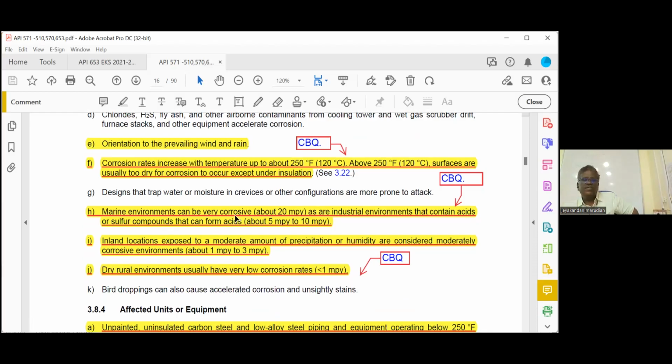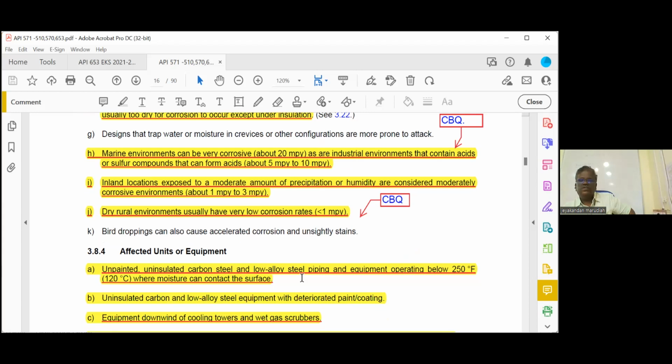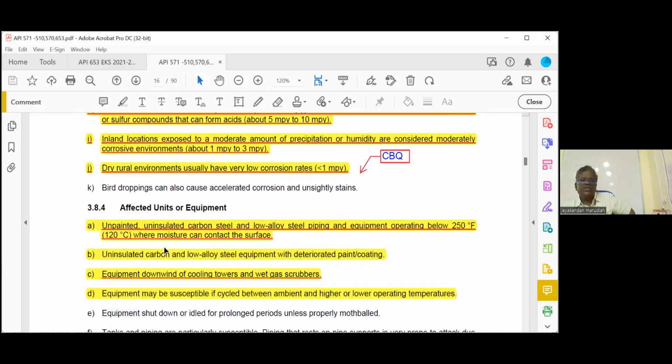As are industrial environments that contain acid or sulfur compounds, 5 to 10. Then inland locations with a moderate amount of humidity, 1 to 3. Dry rural will have a very low corrosion rate, less than 1 mil per year. These are all important, closed book questions. You have to remember these values. Affected units, highlight this one: unpainted, uninsulated carbon steel and low alloy steel equipment operating below 250. These are the conditions for atmospheric corrosion.